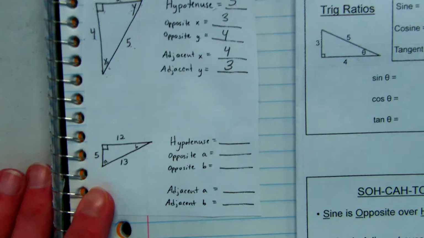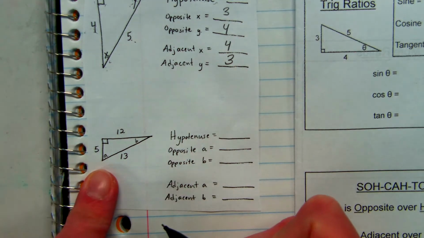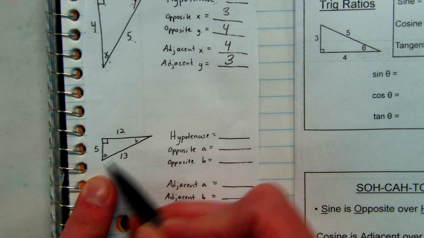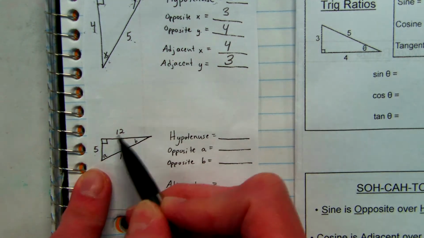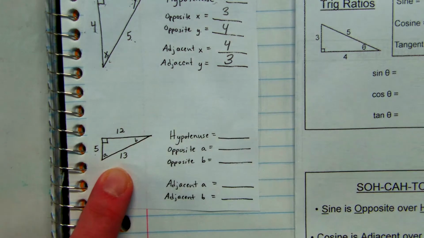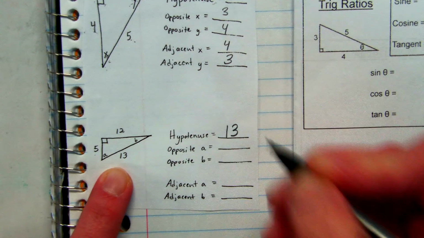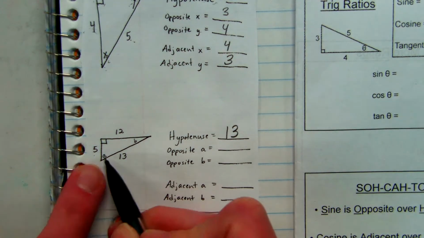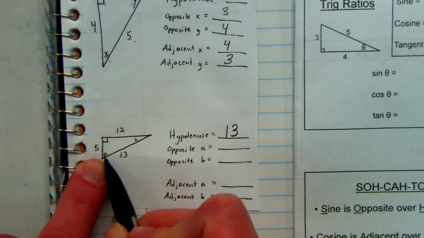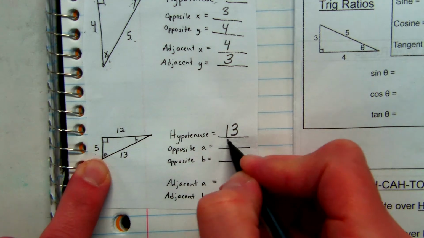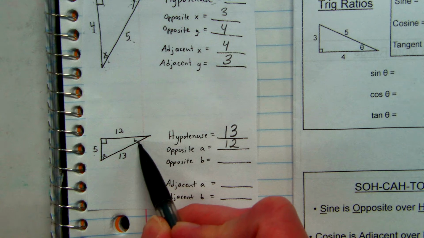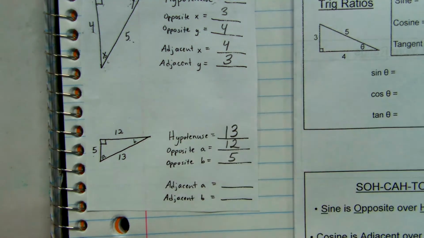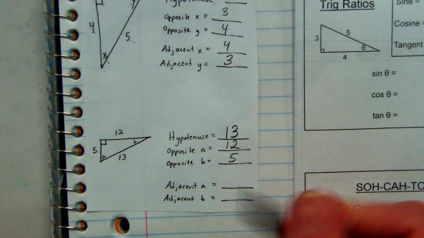Okay, so if we come down to the next piece, I have another picture, and I've got A and B marked as my angles. 5 and 12 are the legs. 13 is the hypotenuse, so that one's easy. So if I'm looking at angle A, what side is opposite angle A? 12, good. And then over here, if I have angle B, what side's opposite B? 5.